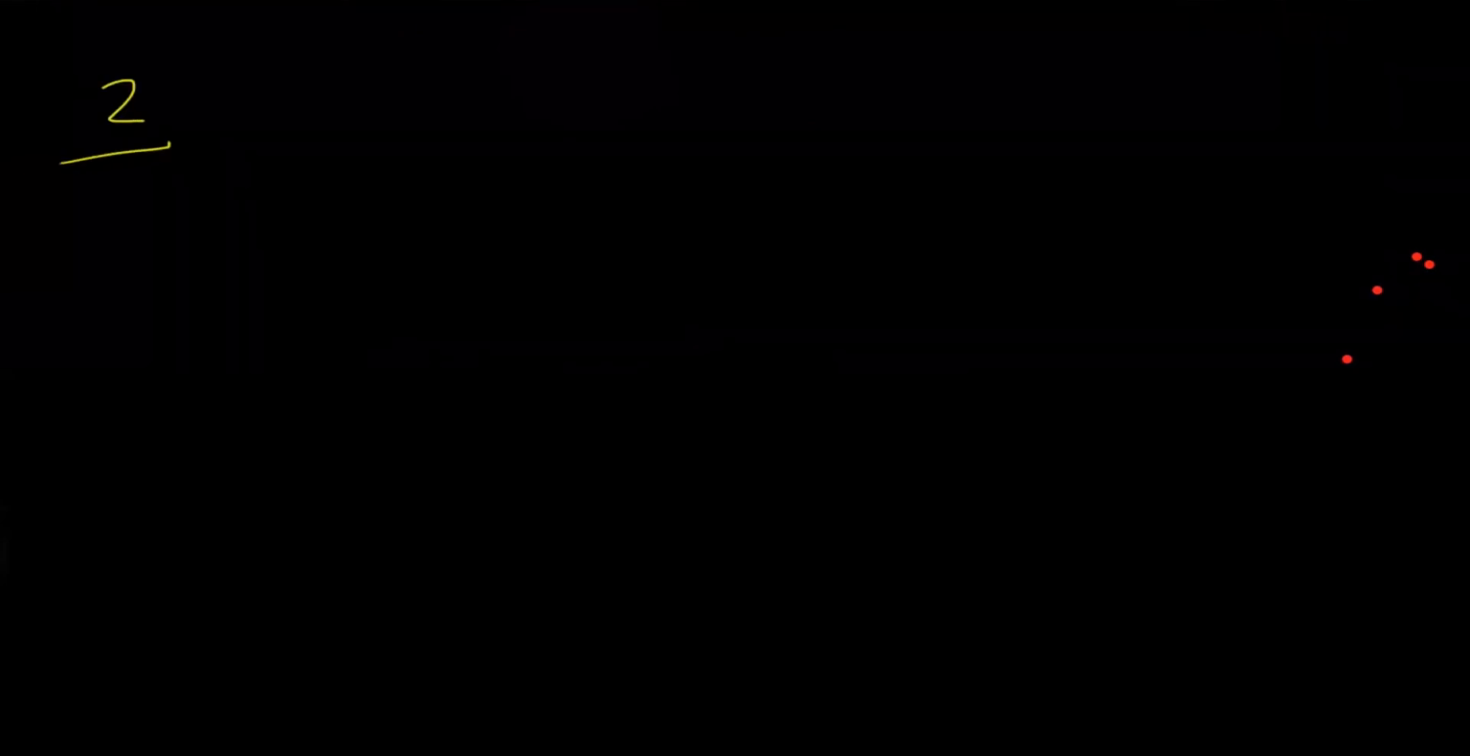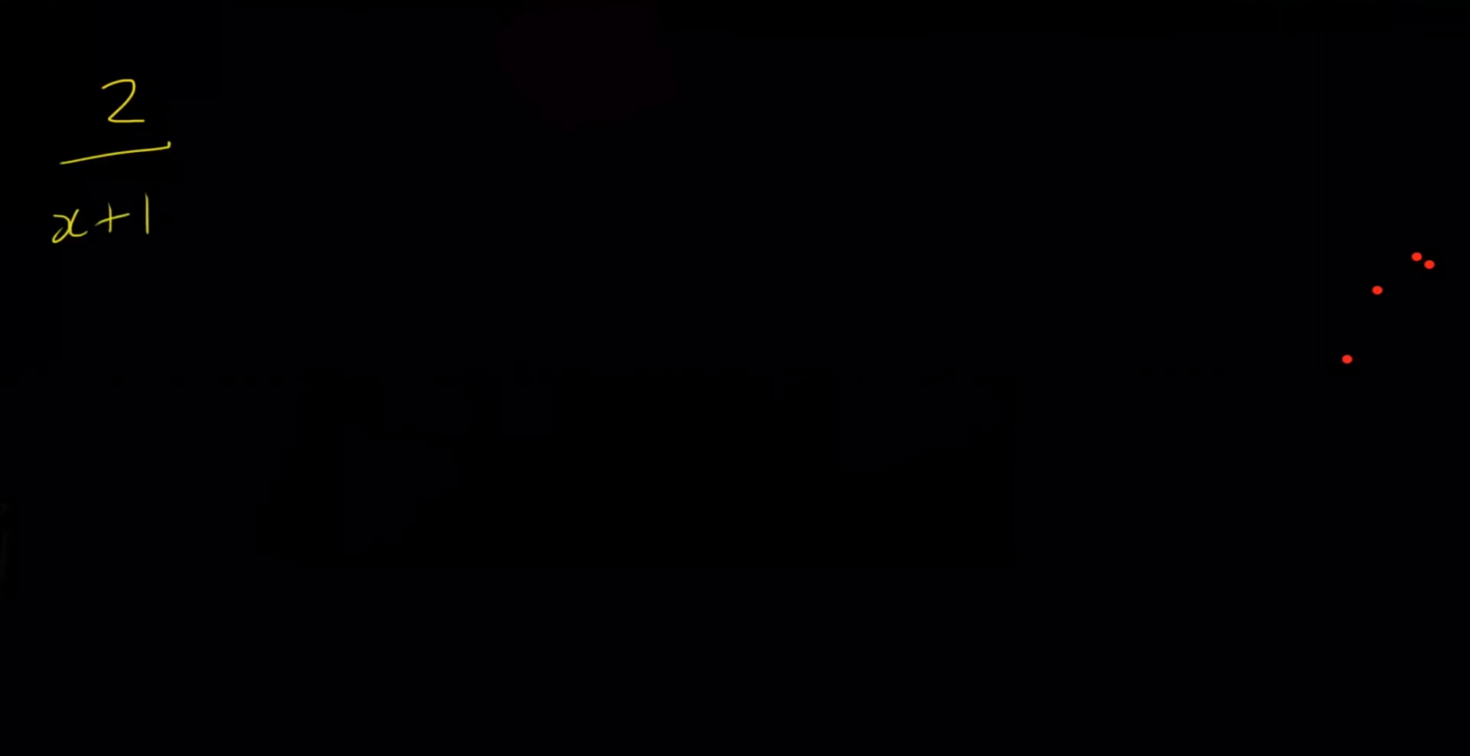Starting off simply, 2 over x plus 1 plus 1 over x minus 3. What do I do? How do I get these two numbers the same? These two numbers are the denominators. How do I get them the same? Perfect. That's what we do.